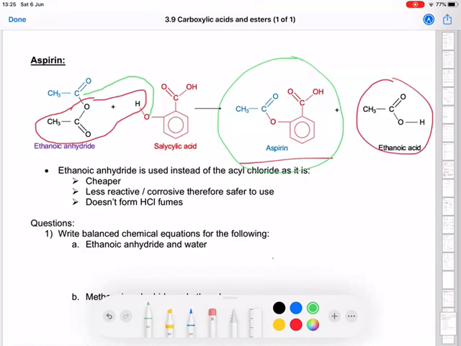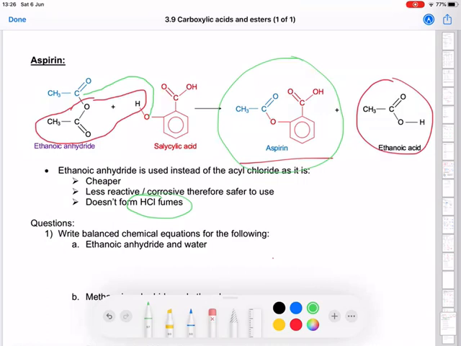A common exam question is, why do we choose to use ethanoic anhydride over the acyl chloride? Remember, the acyl chloride forms HCl fumes, which when it dissolves in water forms hydrochloric acid. So you get this choking gas that is given off as the gas dissolves in the water in your mouth or your throat as you're breathing it in. It gives you this choking effect. It's a really common exam question. It comes up pretty much every year, and it's well worth remembering.